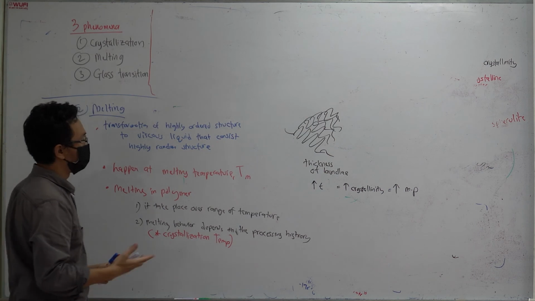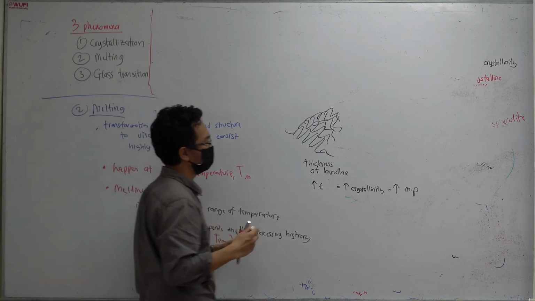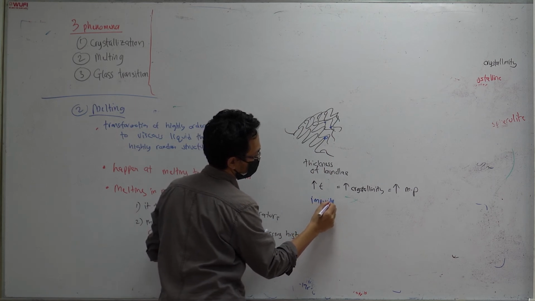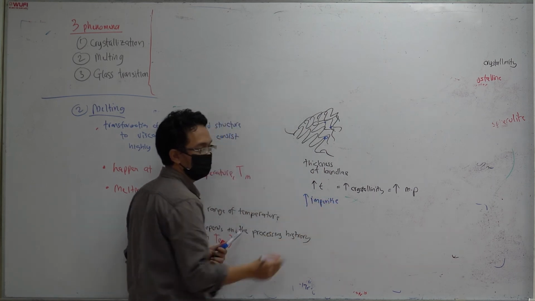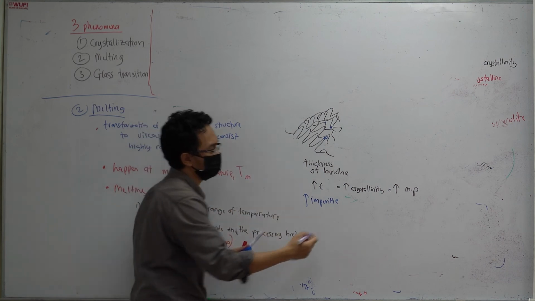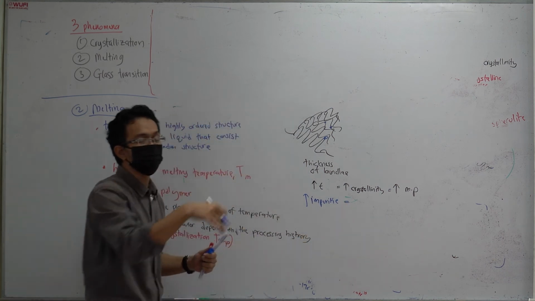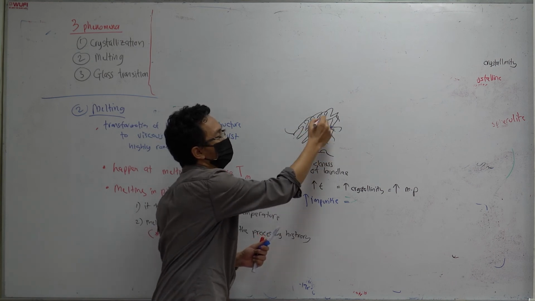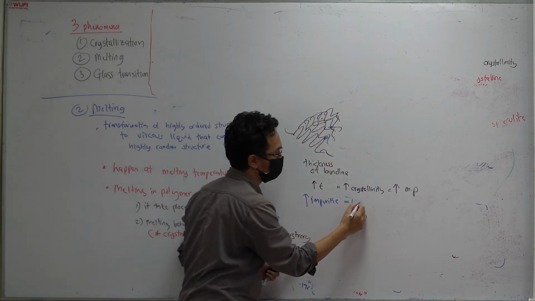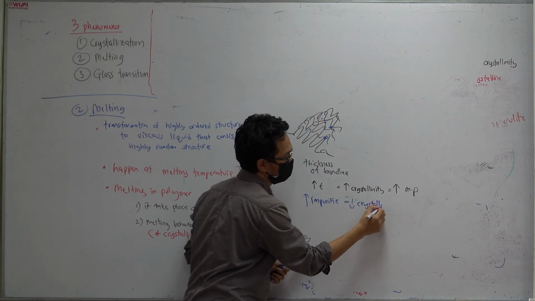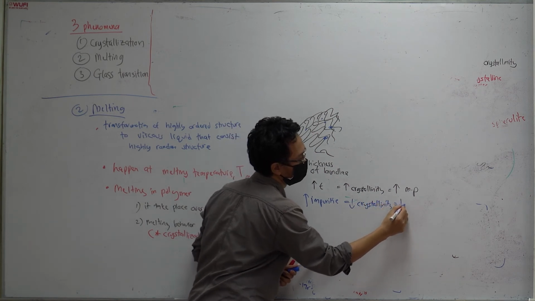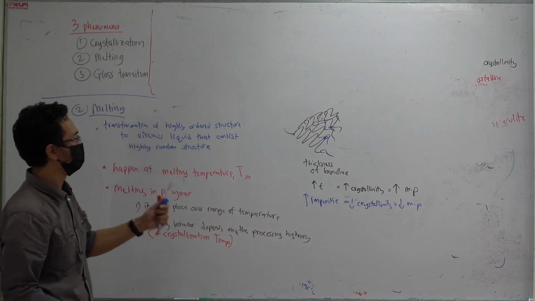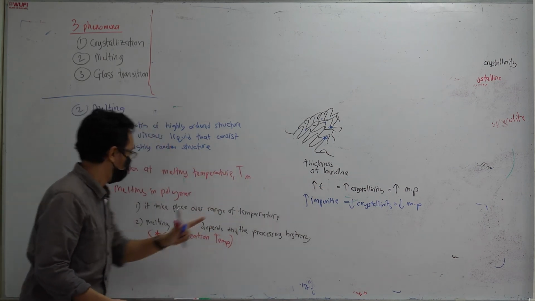And also the impurities. Let's say you have a lot of impurities inside the polymer itself. You basically lower the crystallinity, because the impurities will sit in between the lamella. So you lower the crystallinity, and basically you lower the melting point. So that's how crystallinity relates with melting.